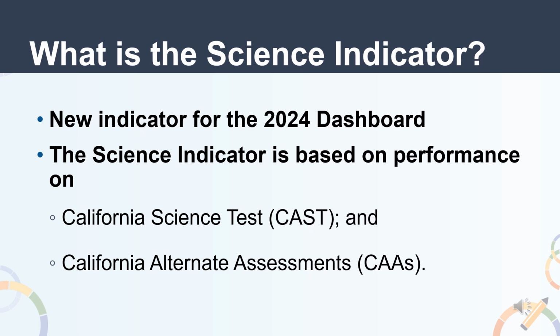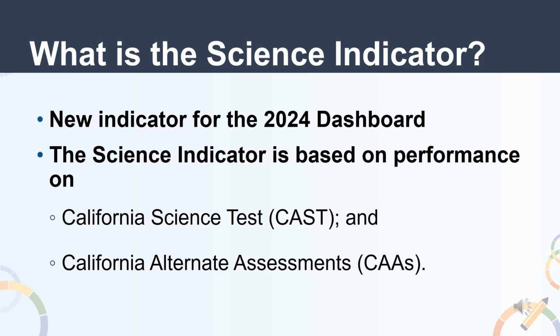The Science Indicator is based on the student performance on the California Science Test, or CAST, and the California Alternate Assessment, or CAA, for science. These are the summative assessments that are administered in grades 5, 8, and once in high school, or grades 10, 11, or 12. These assessments show how well students are meeting next generation science standards. Student scores are only included in the Science Indicator if the student is continuously enrolled.